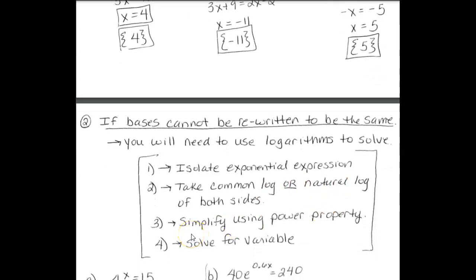Step 3 then would be to simplify using the power property. Remember, we had exponents that contained variables at the beginning, and then we applied a logarithm, so that would then give you an expression, the log of something to a power. So that power property that we talked about in 4.3 can be applied. And then after you apply your power property, you should be able to solve for the variable.